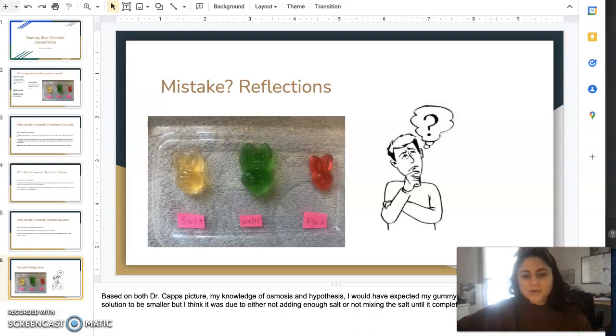And I know part of an experiment is having true, honest results and then reflecting on them. So if I were to do it again, like I said, I would make sure the salt is fully dissolved and probably put a little bit more. So that was my presentation, and thank you.